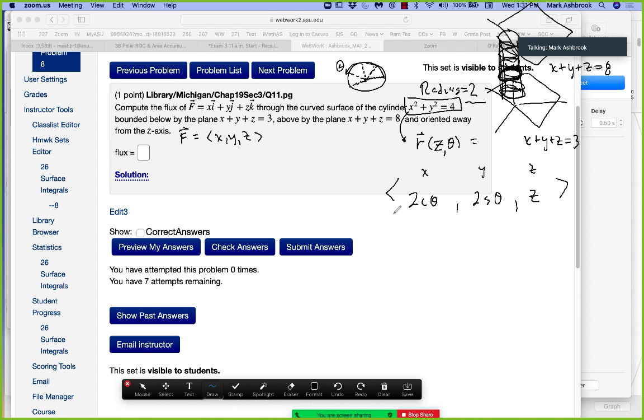Now we have to rewrite our vector function in terms of x, y, and z, and we also have to figure out the cross product. So let's do the cross product here, with i, j, k. We'll take the partial with respect to z and the partial with respect to theta of our vector function. The partial with respect to z is 0, 0, 1. With respect to theta, it's minus 2 sine theta, 2 cosine theta, and 0.